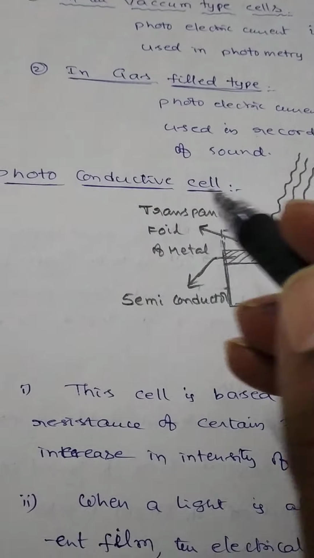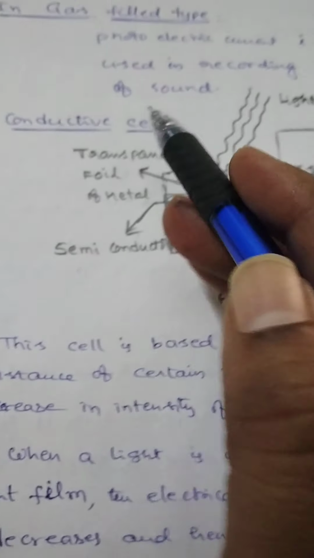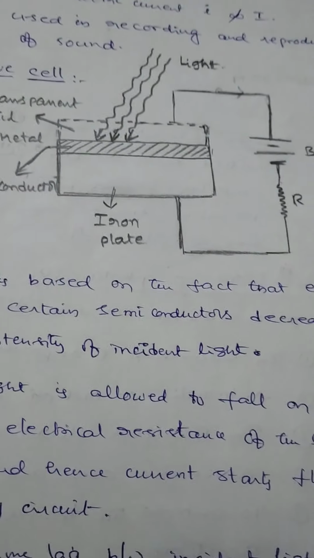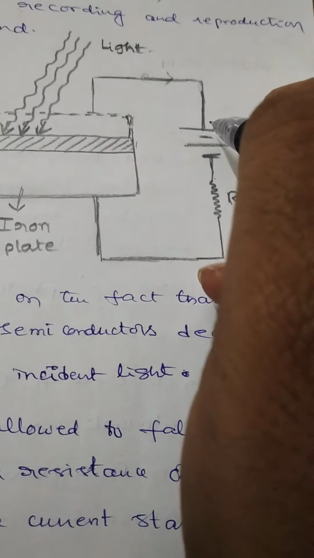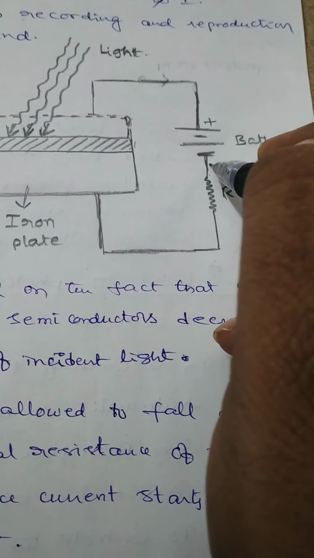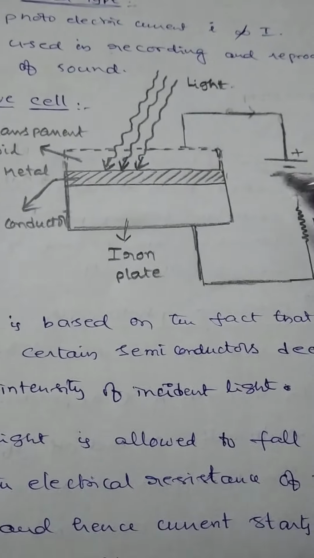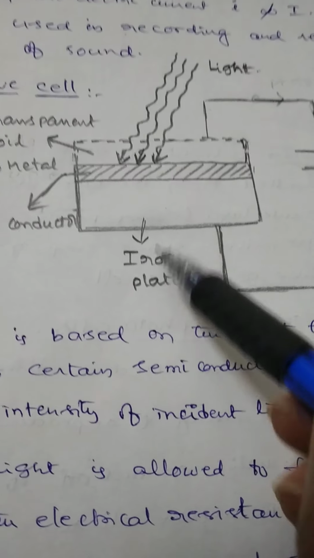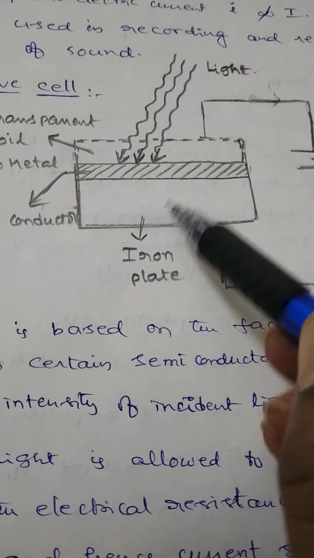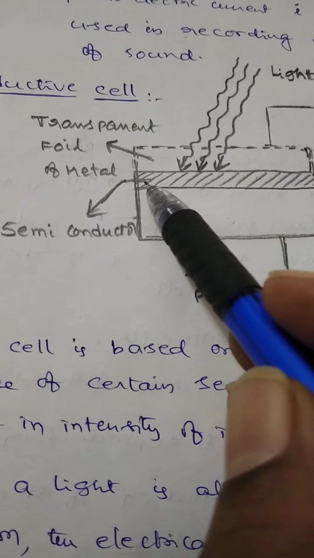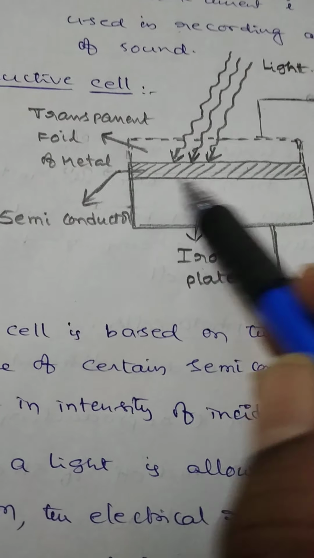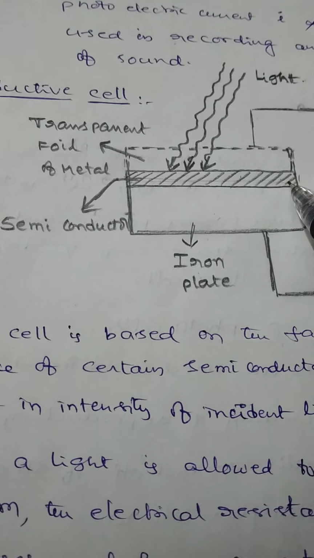the second one is photoconductive cells. The construction of the photoconductive cell is as shown in the figure. This is the positive terminal and this is the negative terminal of the battery. This is an iron plate, a large iron plate. On the iron plate, there is a semiconducting material which is mounted on the iron plate.